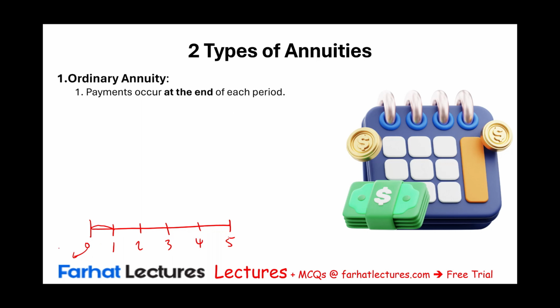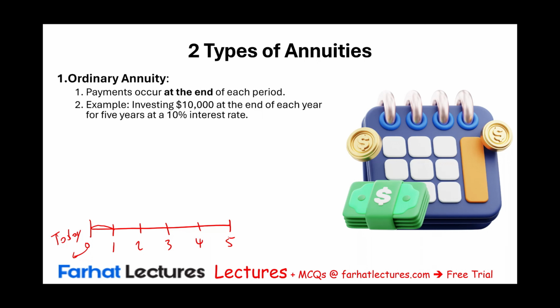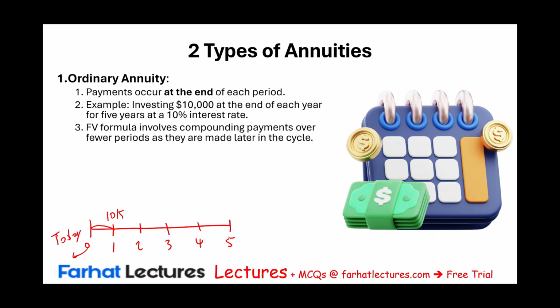So the period now is today. We're going to call it 0. So you're making the first payment at the end of the first period. For example, investing 10,000, you are making the investment right here at the end of the first period. Now, the future value formula involves compounding payments over fewer periods as they are made later in the cycle, because you waited 1 year.